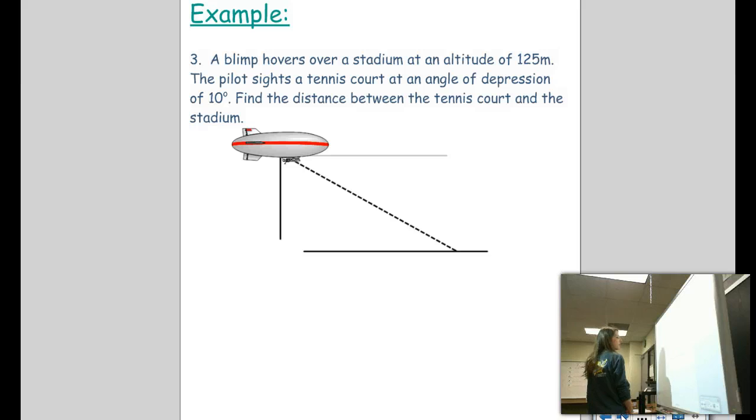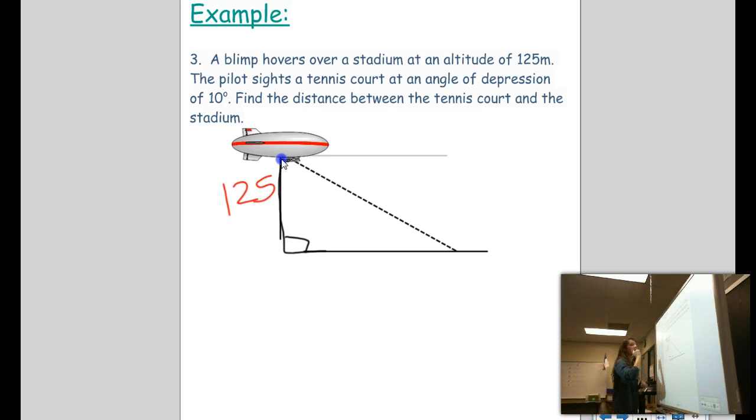Dimitri, read this one. A blimp. Come on, a blimp. Brett, read it. The blimp hovers over a stadium at an altitude of 125 meters. The pilot sights a tennis court at an angle of depression of 10 degrees. Find the distance between the tennis court and the stadium. Thank you. Shelby, where should I put the 125? A blimp hovers 125 meters over a stadium. Vertical. Very good. 125. That's where it goes.